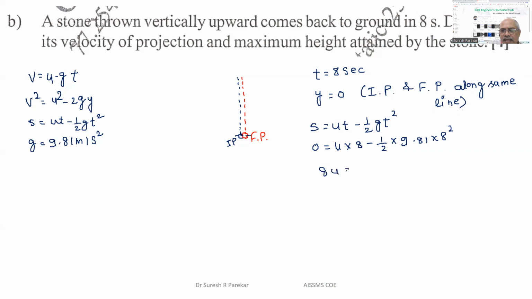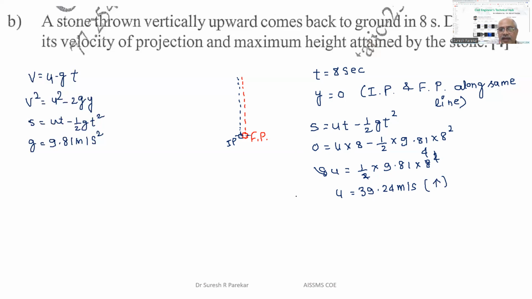Rearrange these terms. We have 8U is equal to half into 9.81 into 8 square. One 8 gets cancelled, and another we have 2 fours are 8. And from this we will get the value of U. Just a minute, I will check the answer. Yes, so we have 39.24 meter per second. And U we are saying the value is plus, so it is upward.